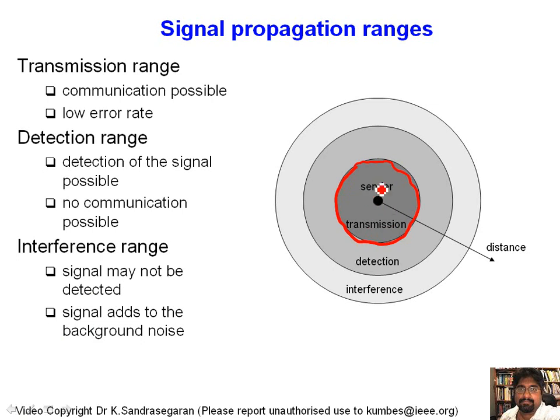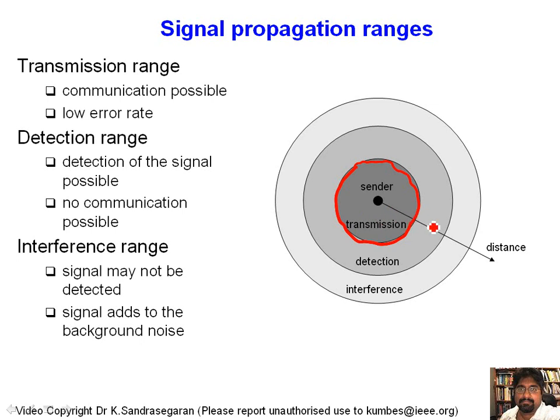This is a range that depends again on the transmit power and the antennas that are used, and also on the threshold of the receiver. You have a distance within which two-way communication is possible. That means the receiver, if placed within the circle, is capable of understanding what the transmitter is sending, and the communication can take place at a low error rate.